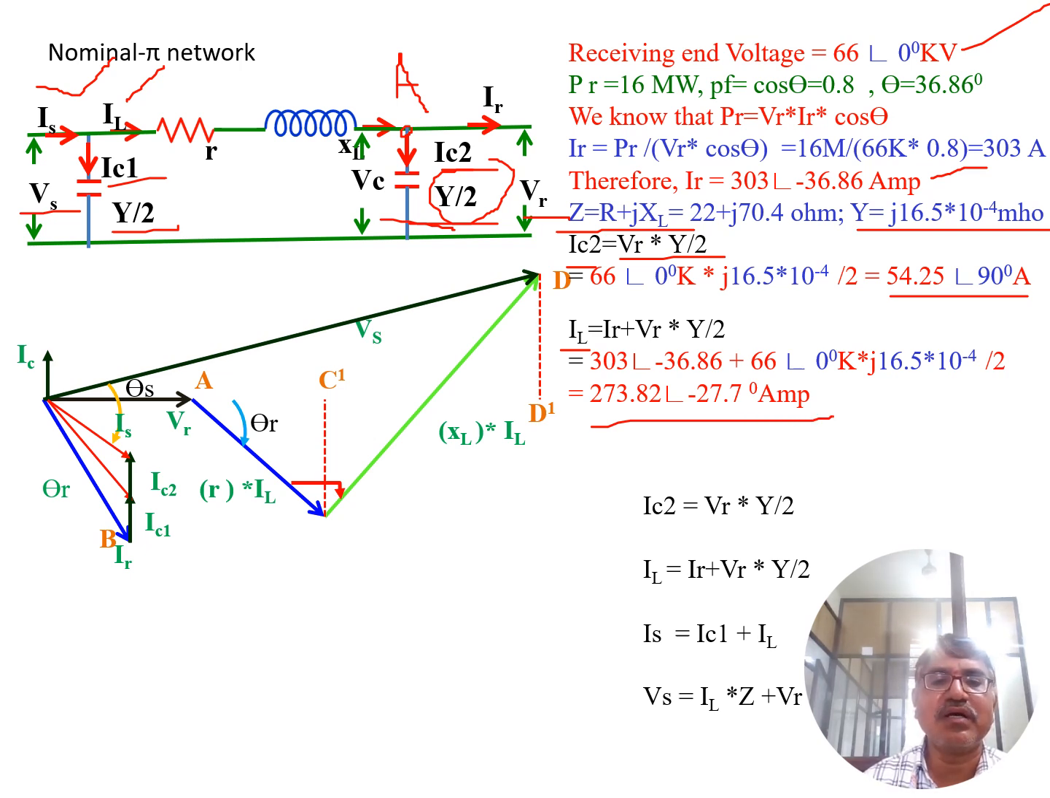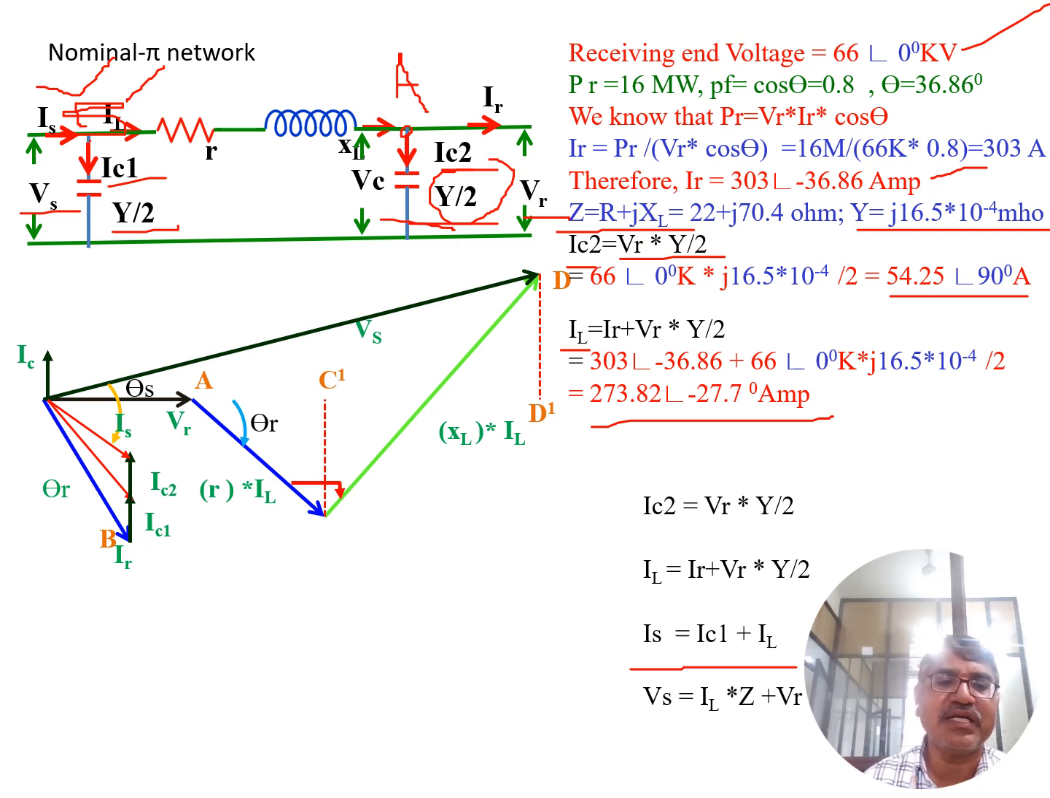Now, from this diagram, it is observed that IC2 is equal to VR into Y/2. IL is equal to this formula. What is the formula of IS? Suppose the node is represented by B. At node B, the sum of incoming currents equals the sum of outgoing currents, that is IS is equal to IC1 plus IL. VS is equal to VR plus IL into Z according to KVL.